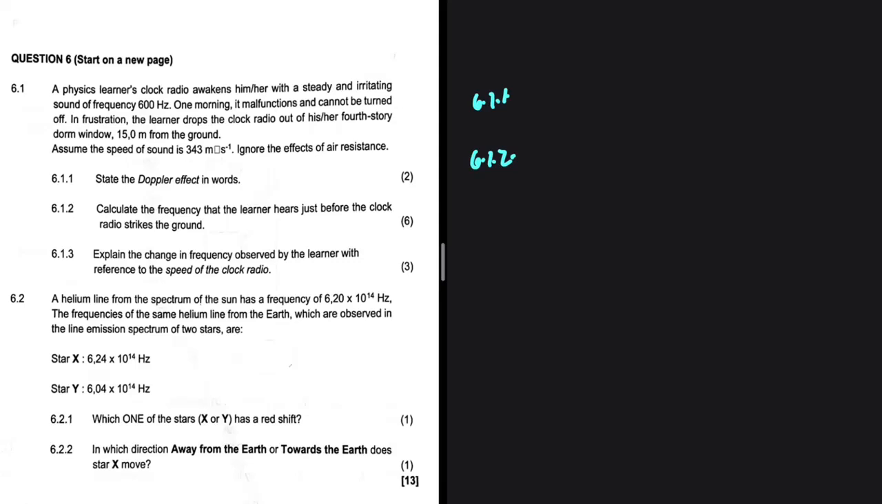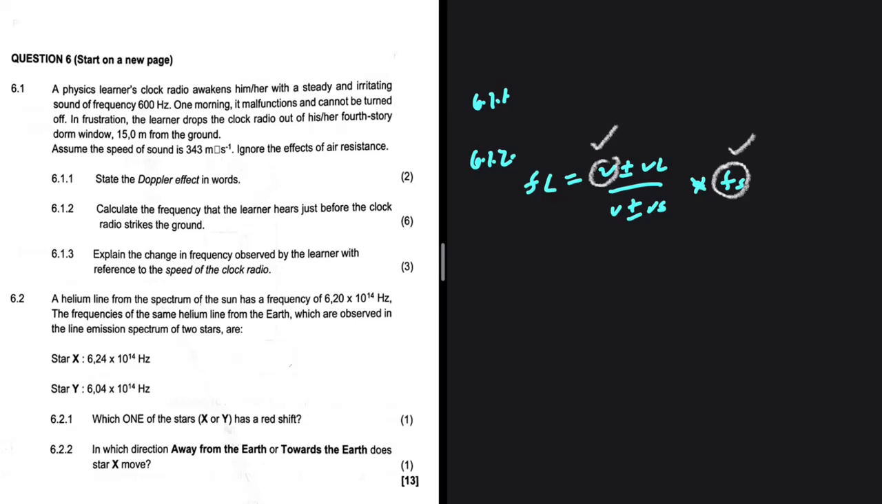Calculate the frequency that the learner hears just before the clock radio strikes the ground. So the frequency observed by the learner will be equal to (V plus or minus VL) divided by (V plus or minus Vs), multiplied by the frequency of the source. Frequency of source, we have 600, so there is no problem there whatsoever. And then V, the speed of sound in air, is given to us: 343 meters per second.